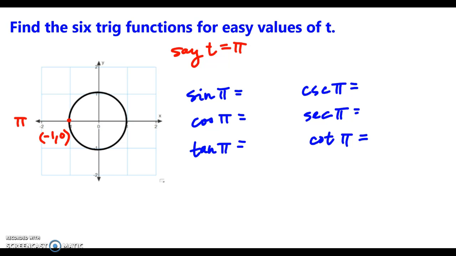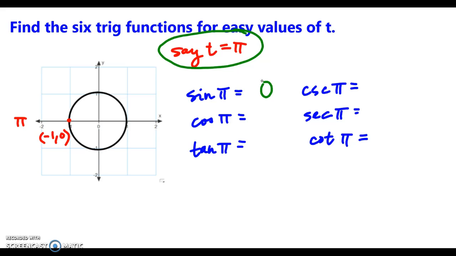So if we look at an example, it says find the 6 trig functions for easy values of t. And it says t equals pi. So that means we're rotating our initial ray pi radians, which is 180 degrees. And we end up on the negative x-axis where the ordered pair is -1, 0. So if we want to find the sine of pi, you all remember that sine is the same thing as the y value, and our y value is 0.